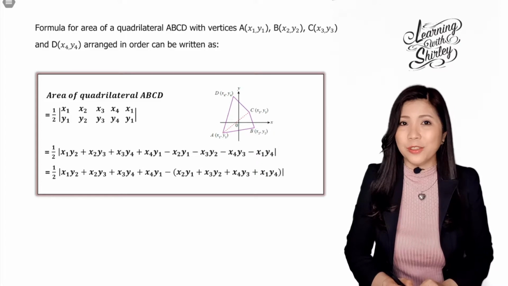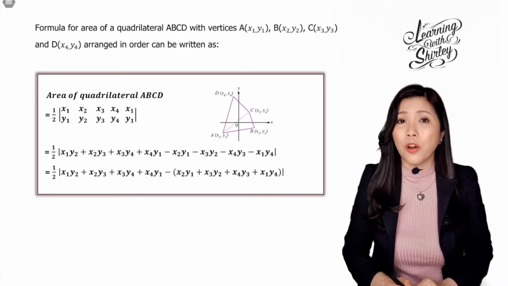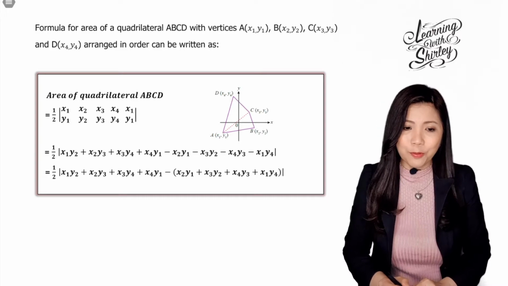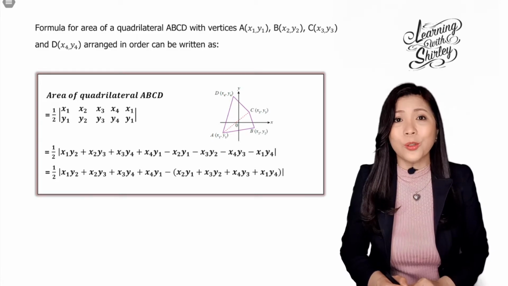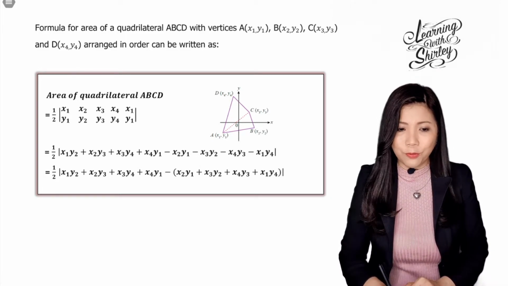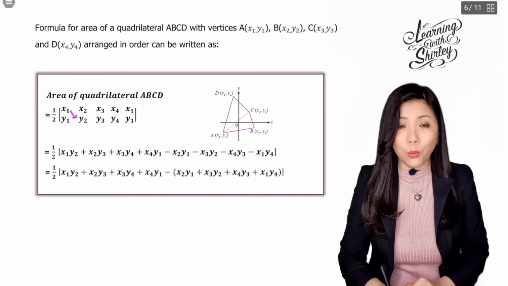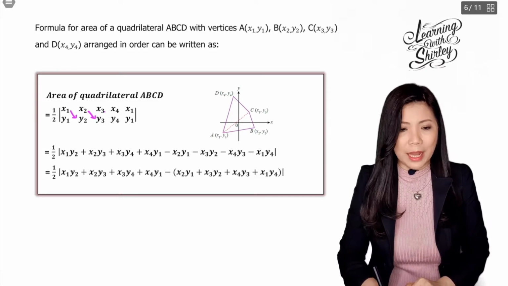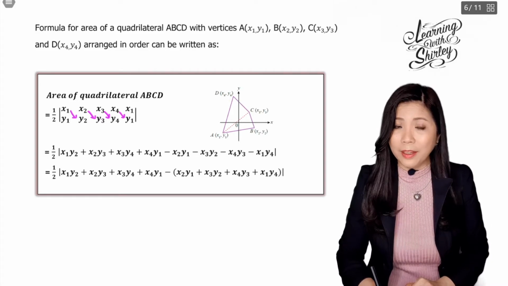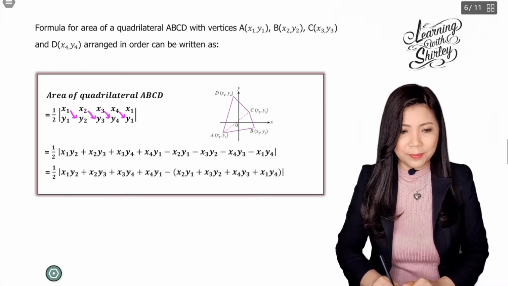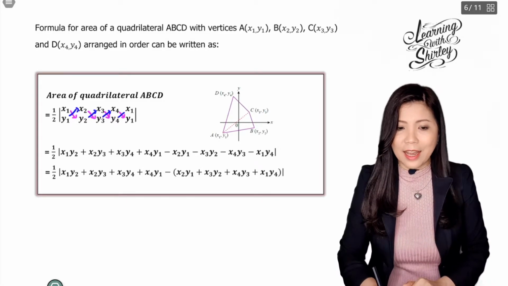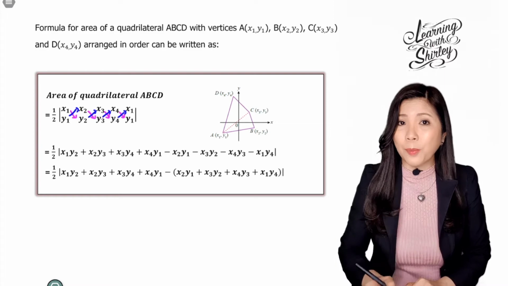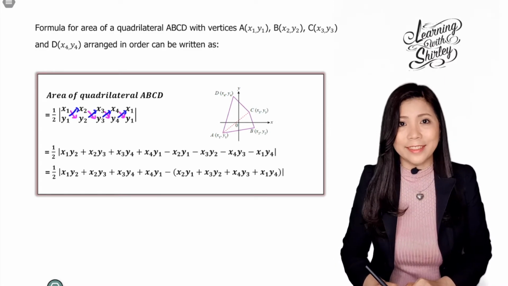To find the area of a quadrilateral with vertices A, B, C and D arranged in order, we use this formula: half modulus of x1, y1, x2, y2, x3, y3, x4, y4 and back to x1, y1, which equals half modulus of x1y2 plus x2y3 plus x3y4 plus x4y1, and then we minus x2y1, minus x3y2, minus x4y3 and minus x1y4. Remember this formula if you want to find the area of a quadrilateral.